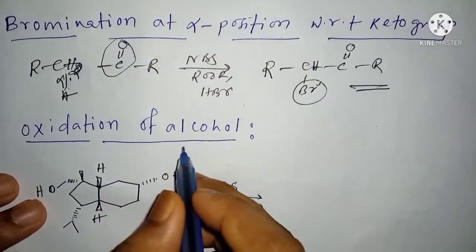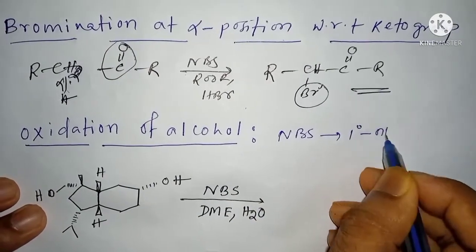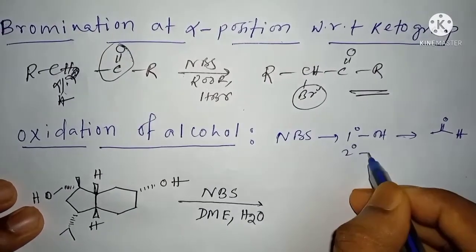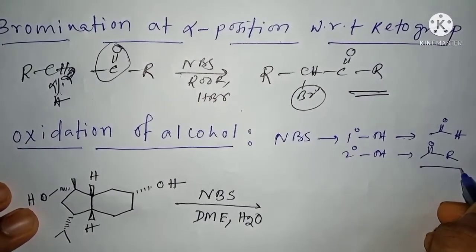Next I discuss oxidation of alcohol. In the presence of NBS, a 1 degree alcohol is oxidized to an aldehyde, and a 2 degree alcohol is oxidized to a keto group, the ketone form.